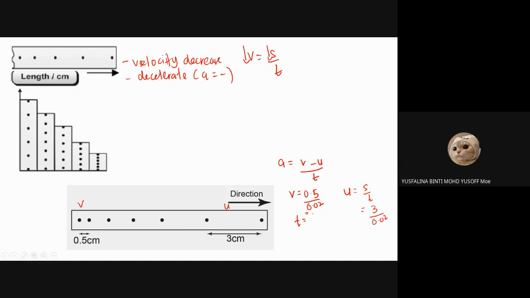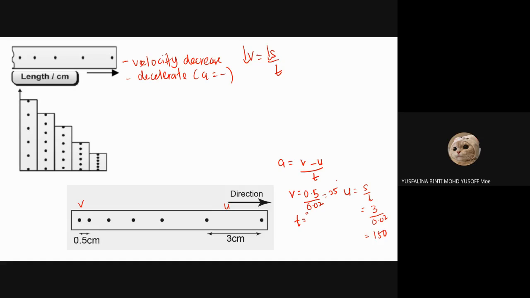So let's count. 3 divided by 0.02, you will get 150. And for V, 0.5 divided by 0.02, you will get 25.